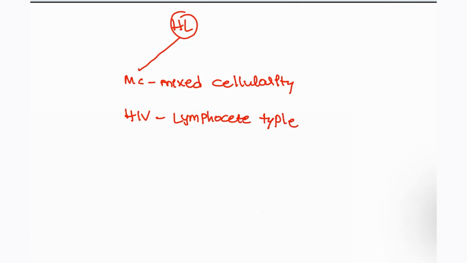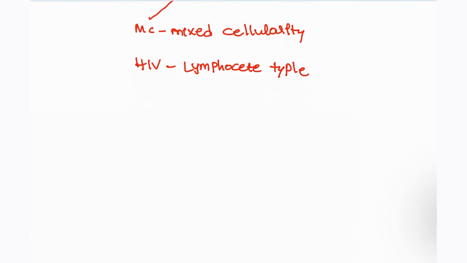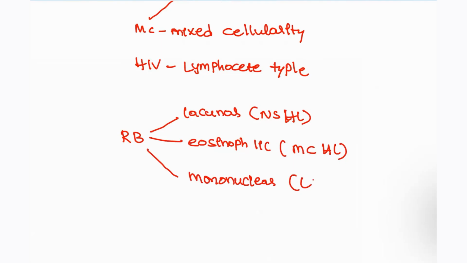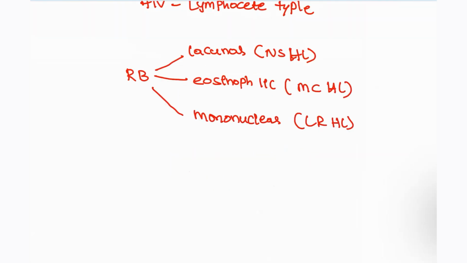Next, what is associated with the Reed-Sternberg cells? Reed-Sternberg cells will be seen in all types, but these cells will be seen as lacunar type in the nodular sclerosis Hodgkin lymphoma. It is also seen as an eosinophilic type in the mixed cellularity Hodgkin lymphoma, and as a mononuclear type in the lymphocyte rich Hodgkin lymphoma. Right, these are some of the types.